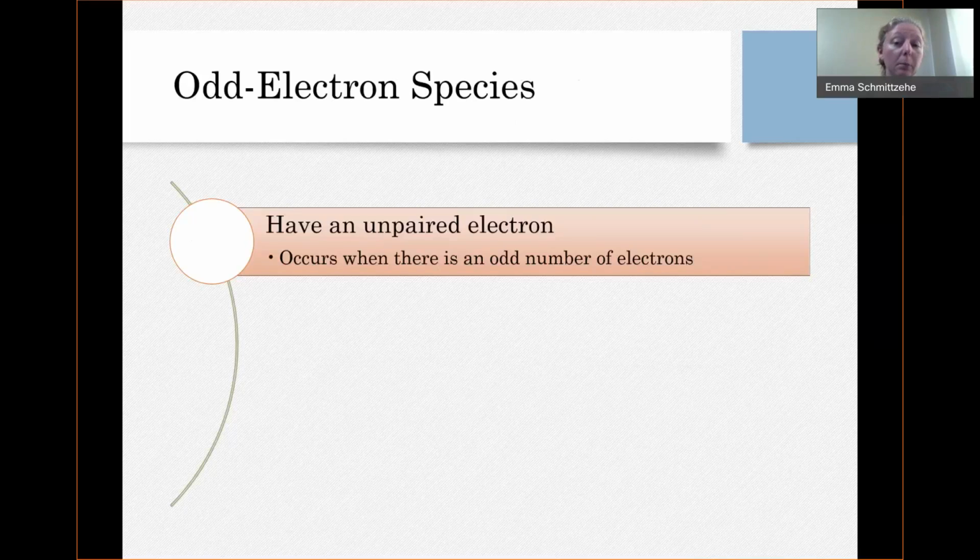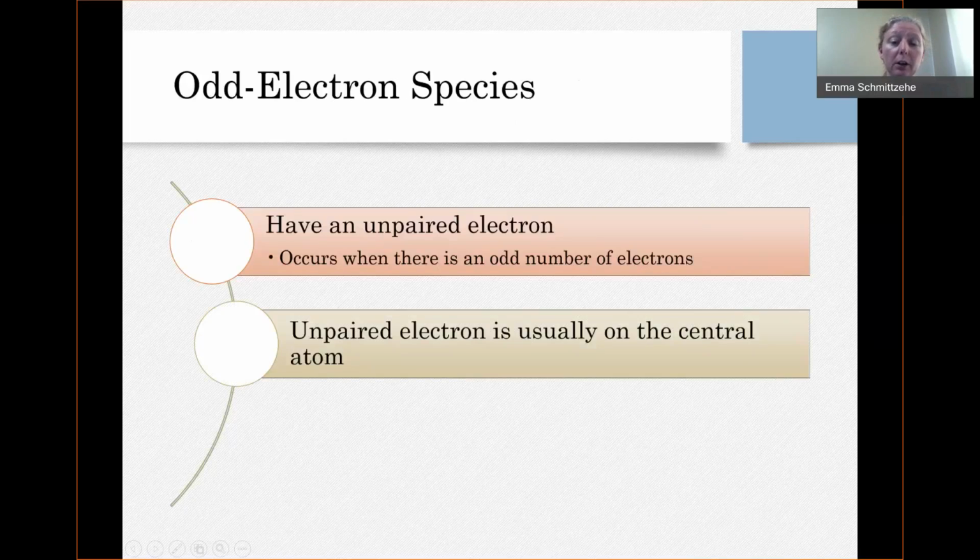Occasionally, there's an odd number of electrons in some substance that you're dealing with, and that means there's going to be one electron left over that is not paired. Now most often when this is the case, the Lewis structures that you draw are going to have the unpaired electron on the central atom. Really, the reason we do that is because that is the most likely location of it. That is where that electron is provided the most stability, because the pairing of electrons, in some sense, is helping to stabilize these things.